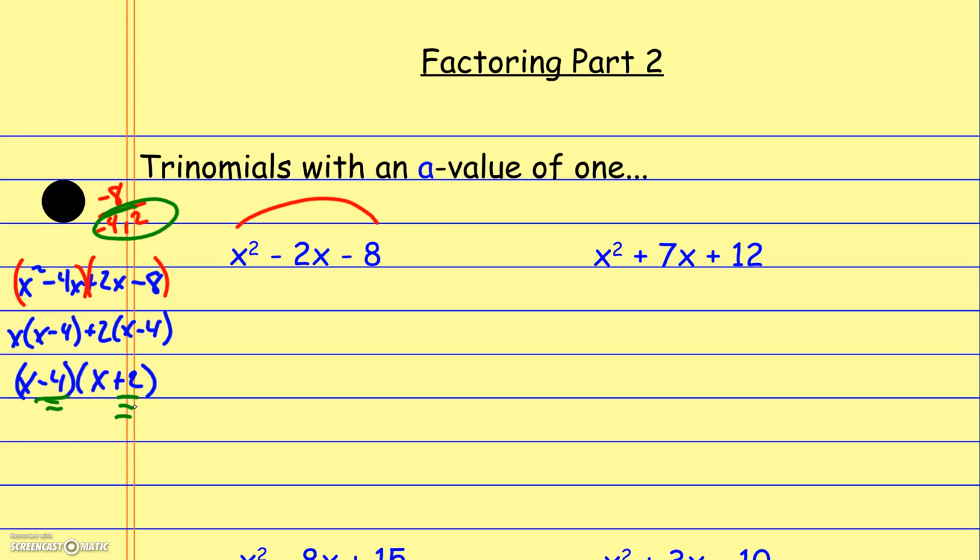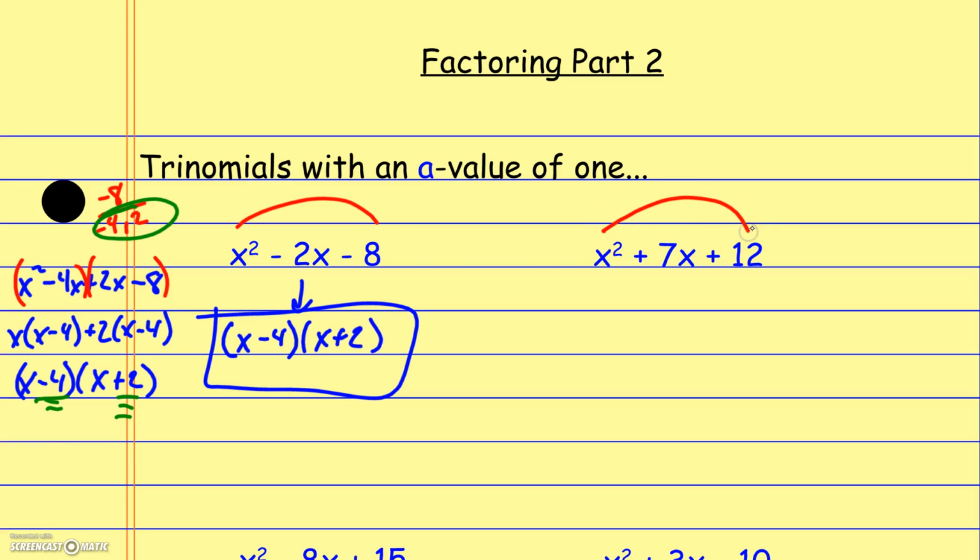All right, so the trick here is we still build a bridge, but instead of actually going through the process of factoring by grouping, anytime we have an a value of 1, we can just go right to the two factors, say an x minus 4 and an x plus 2, based on the fact that it came up with a -4 and a +2 for the two values that multiply to the bridge but add to the middle coefficient.